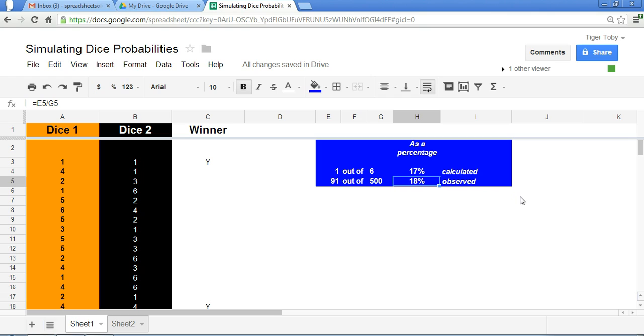So that's the beauty of a spreadsheet. An application is you can simulate these probabilities, these dice rolls, so that we can see that what we observe is indeed matching what we calculate.